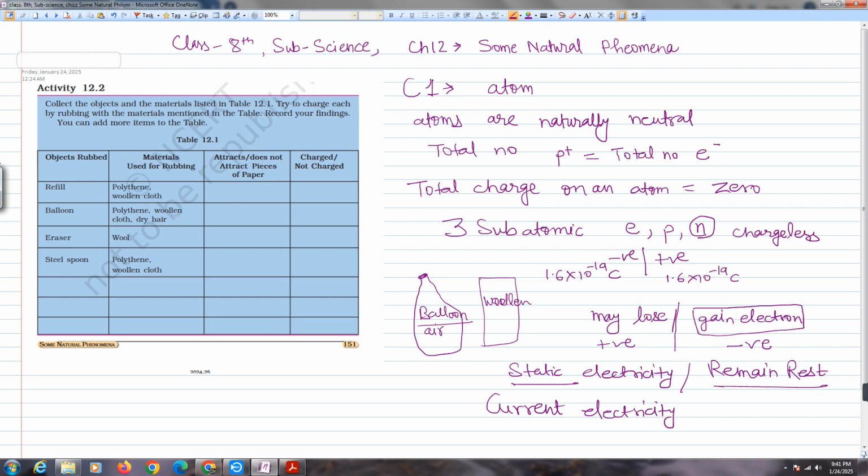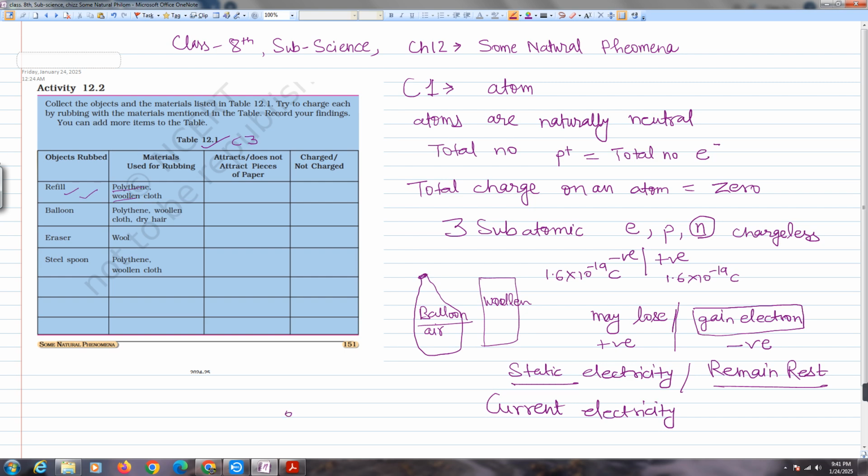So now come to table 12.1. Here the first object is refill, and with this object we are taking polythene and woolen cloth. First we are going to rub this refill with polythene. Here we have to write in column number 3 whether this object, here the refill, attracts or does not attract a piece of paper.